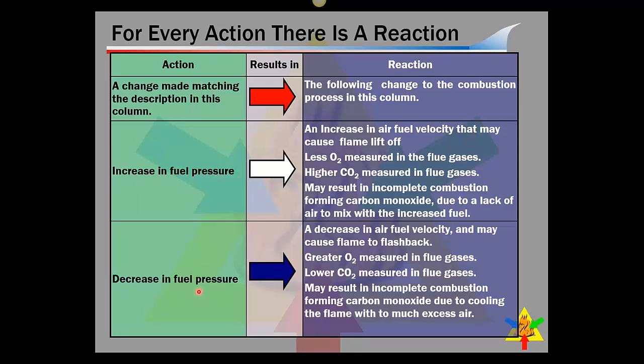Let's go to the other end. Let's just reduce the fuel pressure. If I decrease the air-fuel velocity, you can get what's called flashback or rollout, because the gas is moving so slow through the burner, it'll flash back or roll out of that burner. And of course, because there's less gas, I'm going to see higher O2. Okay, stands to reason. Remember, I've only got two things I can control, air and fuel. CO is inversely proportional. And again, we can have incomplete combustion with carbon monoxide due to cooling of the flame with too much excess air.